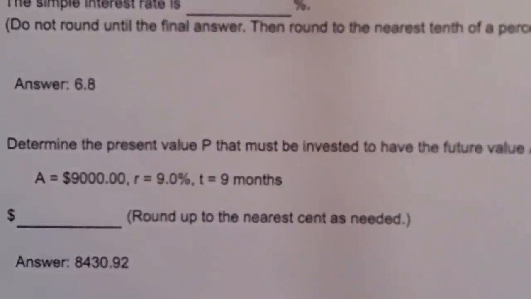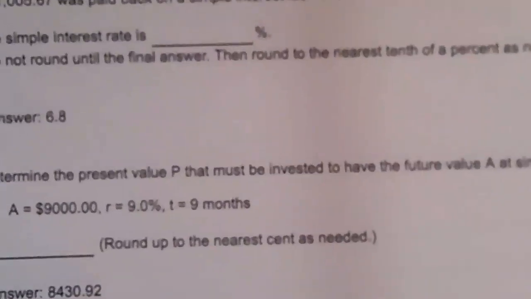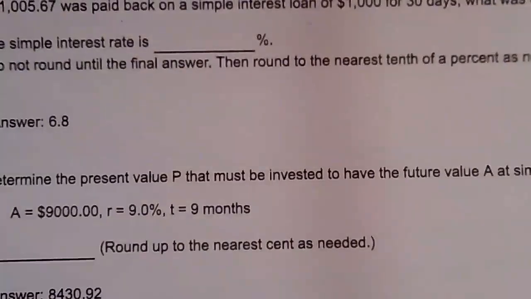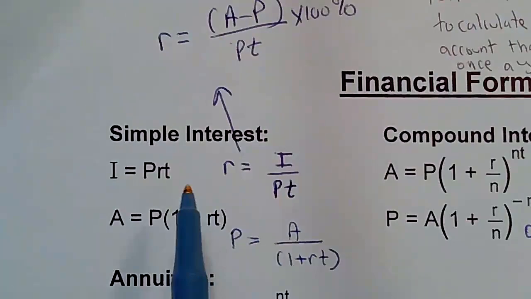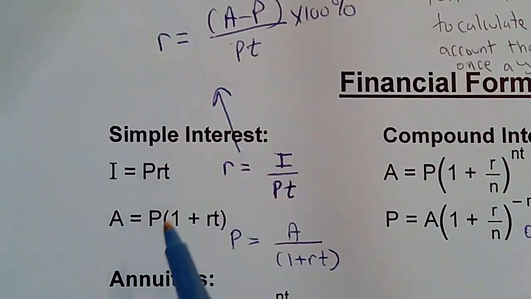The formula that we need for this is the simple interest formula, A equals P times (1 plus RT). What I'm going to do is solve for P. I'm going to divide both sides by 1 plus RT so that I get P equals A divided by 1 plus RT.